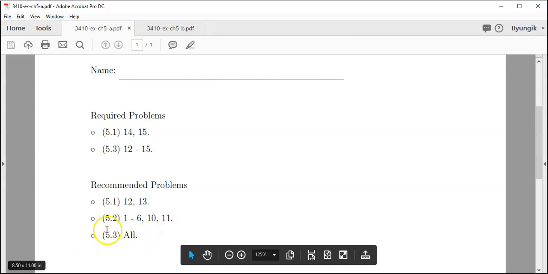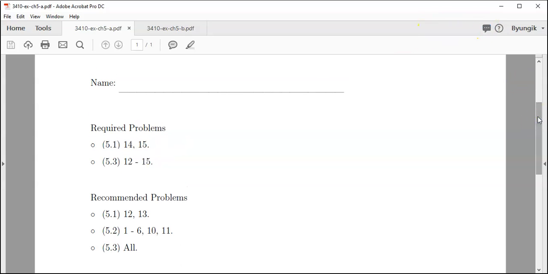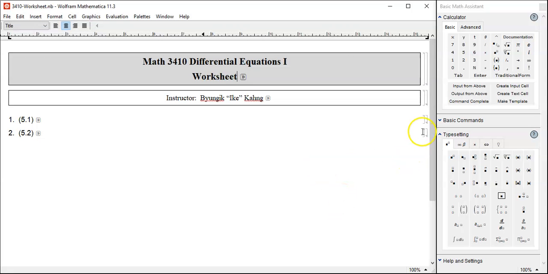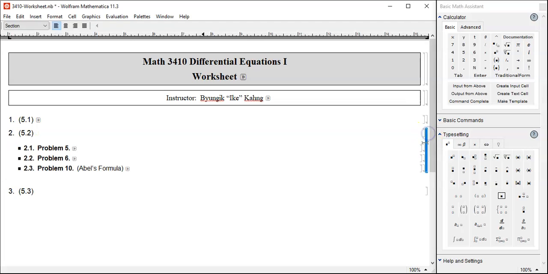And let's talk about some 5.3 problems. Let's see, I required 12 to 15, which means how many problems? 4 problems? Yeah, okay, 4 problems I required, which means I have some to spare. So let's go with 5.3. Number, let me see, which one is appropriate? Let's go with number 15.